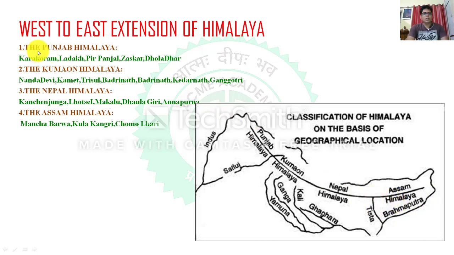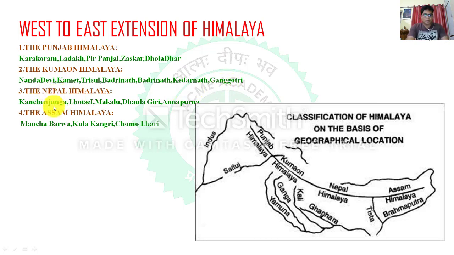First, the Punjab Himalaya: there are a number of ranges we already discussed: Karakoram, Ladakh, Pir Panjal, Zaskar, and Dhauladhar. If you want to discuss the Kumaon Himalaya, Nanda Devi, Kamet, Trishul, Badrinath, then Kedarnath, and Gangotri are some of the main peaks of this area. Gangotri is where one of our holy rivers, the Ganga river, starts.